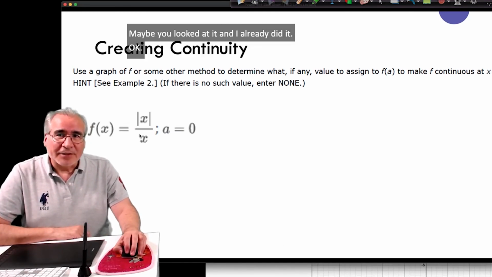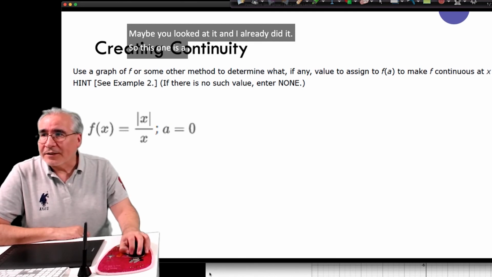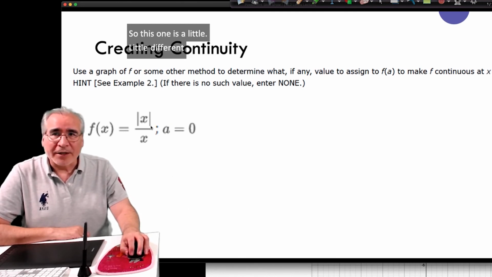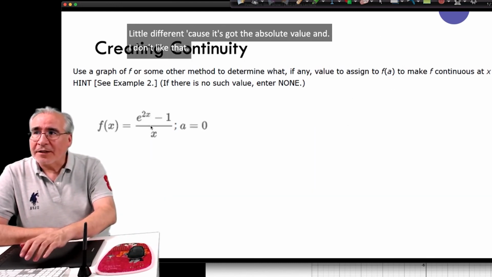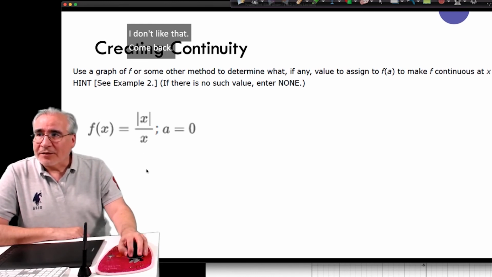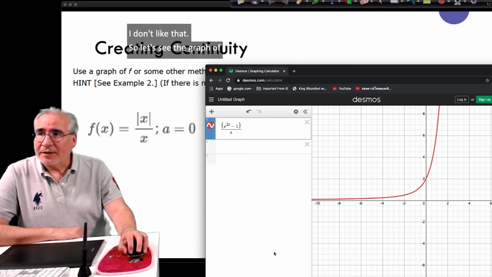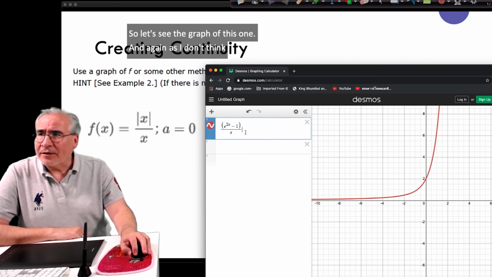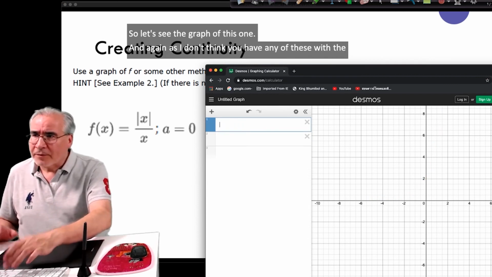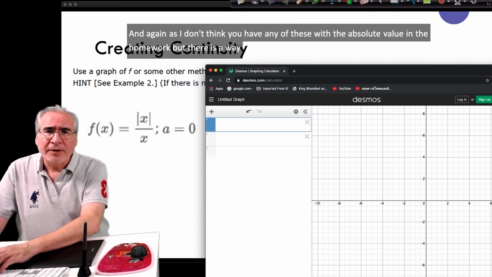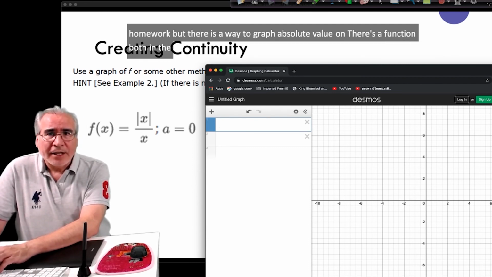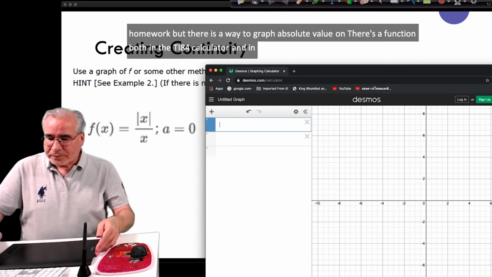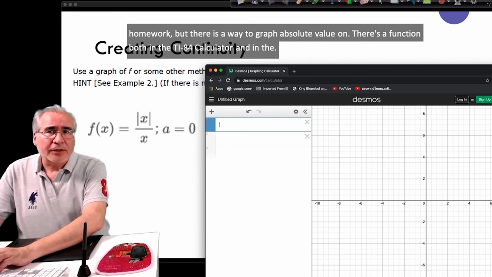Okay, so this one is a little different because it's got the absolute value. So let's see the graph of this one. I don't think you have any of these with the absolute value in the homework, but there is a way to graph absolute value, a function both in the TI-84 calculator and in the Casio calculators, and I'll help you with those later.